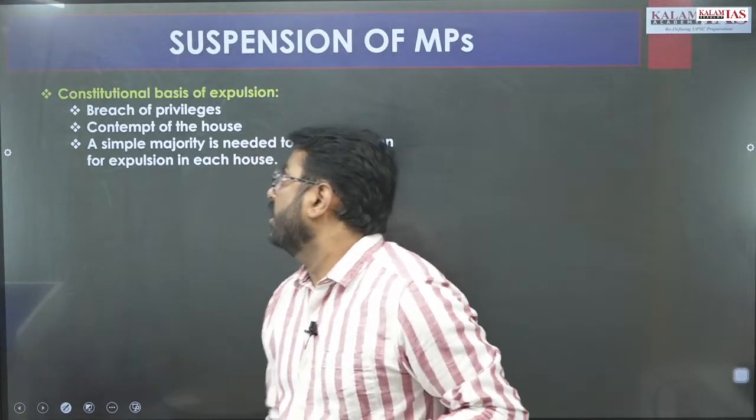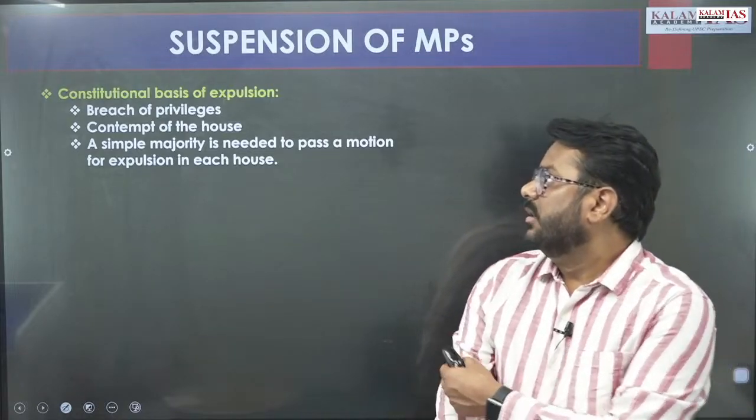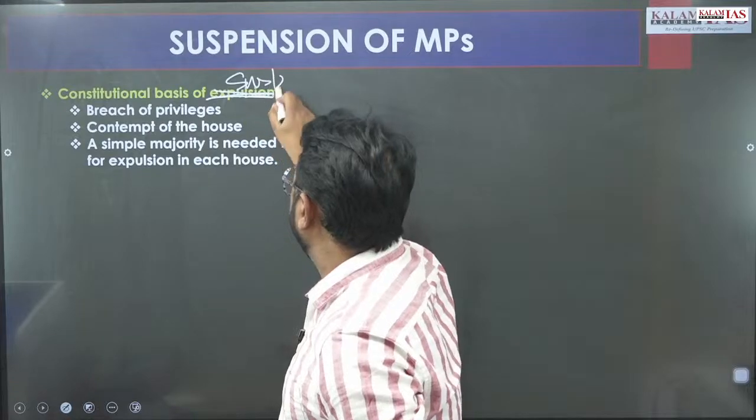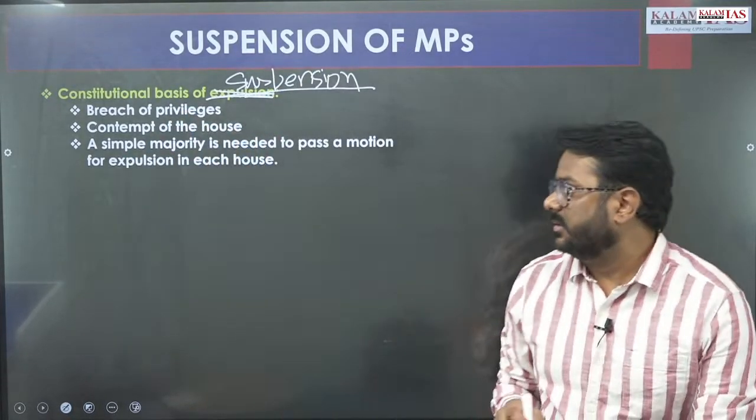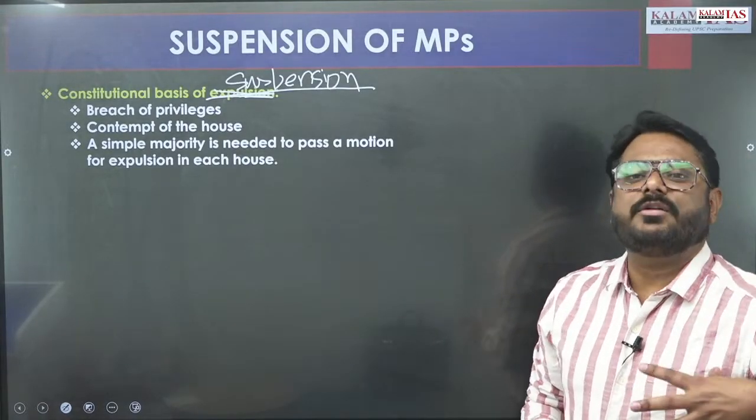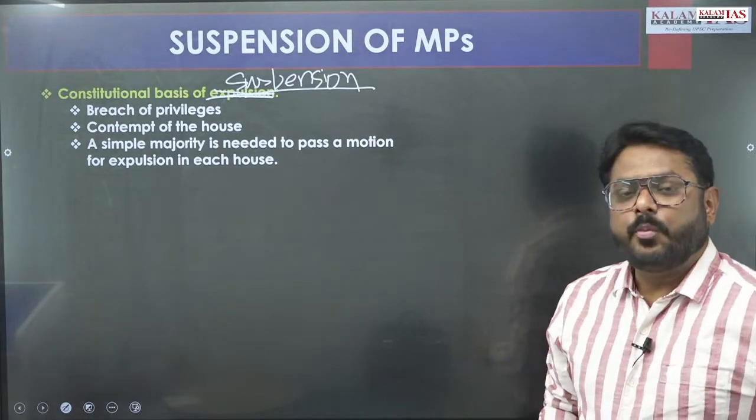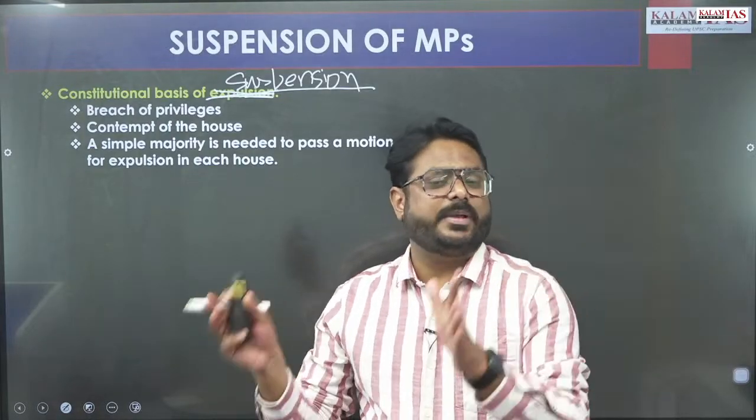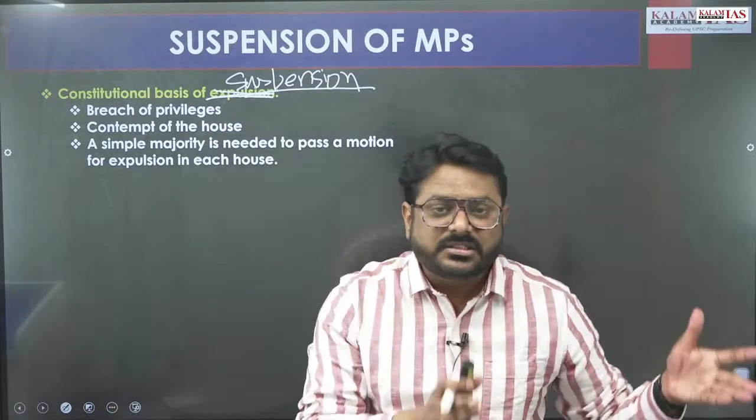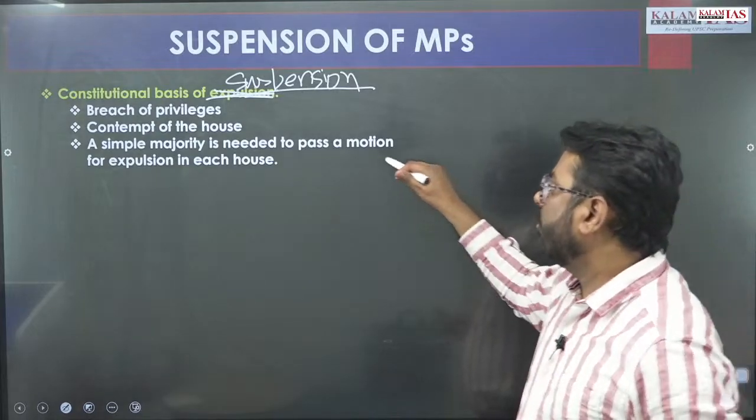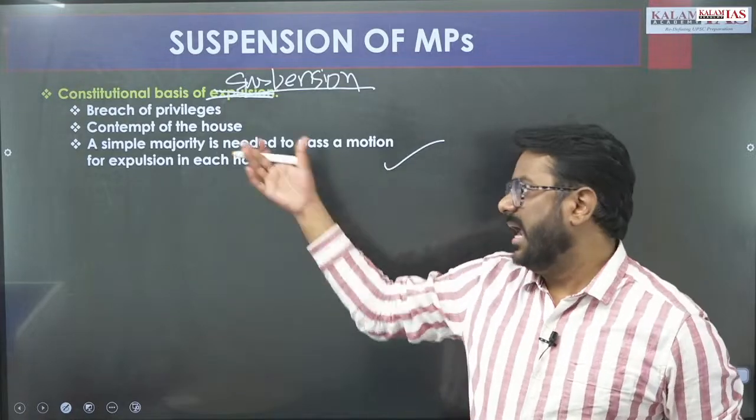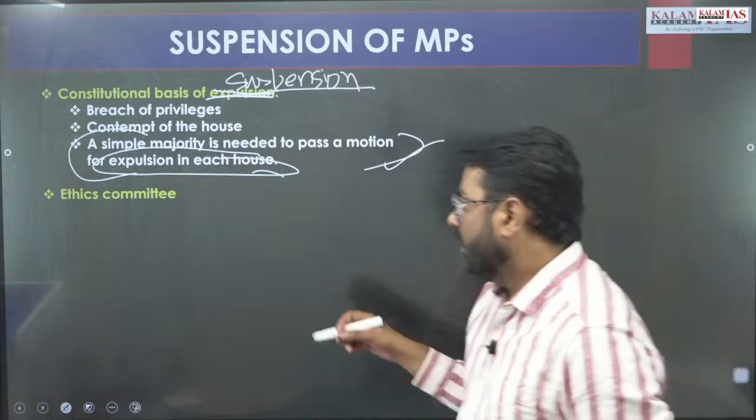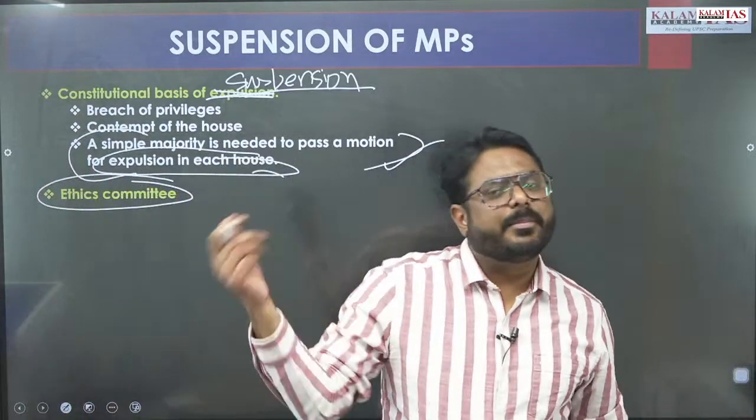Now let's talk about the suspension. What is the constitutional basis for the expulsion? Or this is suspension. Expulsion is different. If a member of parliament, whether from the Lok Sabha or the Rajya Sabha, has done breach of privileges, has done contempt of the house, meaning contempt of the Lok Sabha or the Rajya Sabha, they are not letting the speaker maintain the decorum of the house, they are not letting the house function, right. So that is happening. A simple majority is needed to pass a motion for expulsion in each house. So that is another process, that is, a person can be expelled from the house also. So that is there. Ethics committee is there, just like the privilege committee.